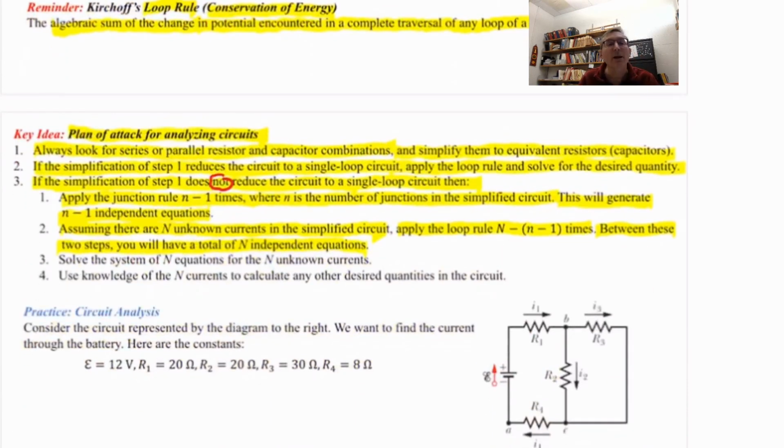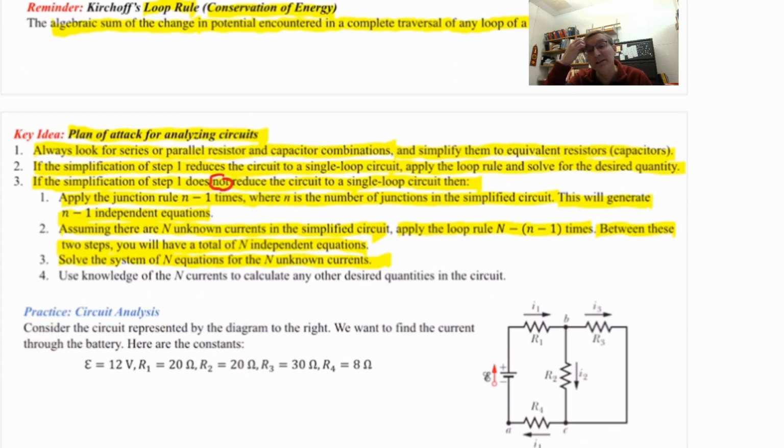Junction rule, little n minus 1 times, where there are little n junctions. And then loop rule, big N minus little n minus 1 times. Point being, you've got to end up with big N independent equations. Next, algebra. Substep 3, solve the system of big N equations for the big N unknown currents.